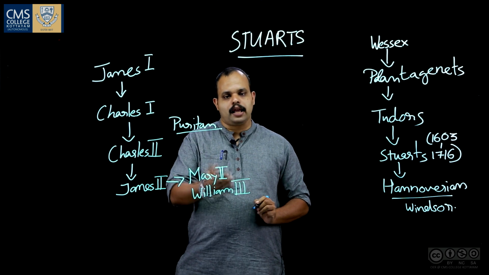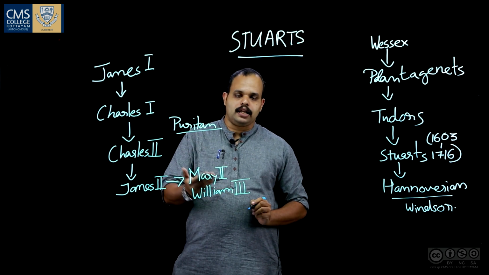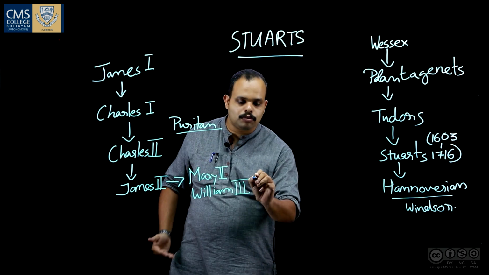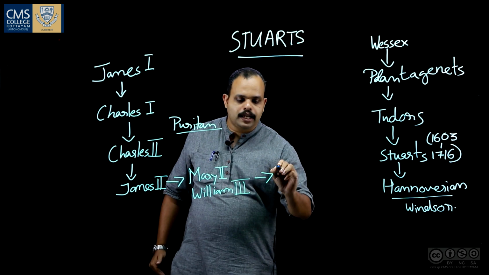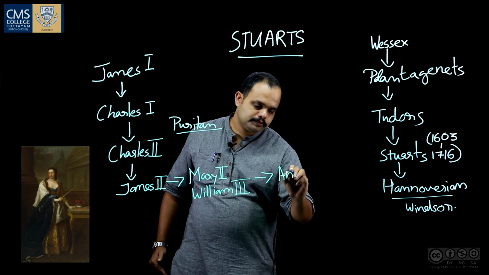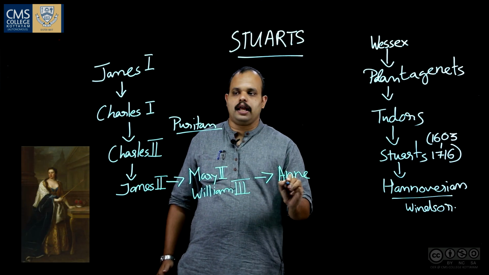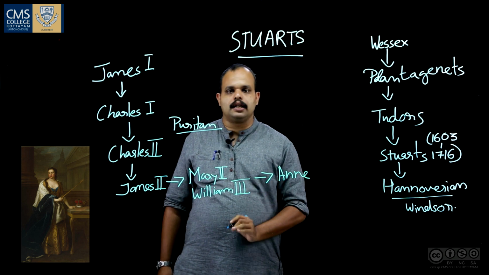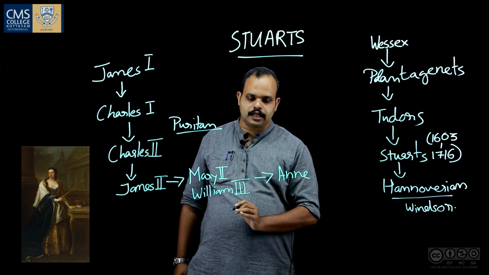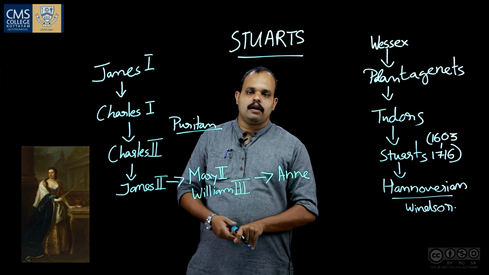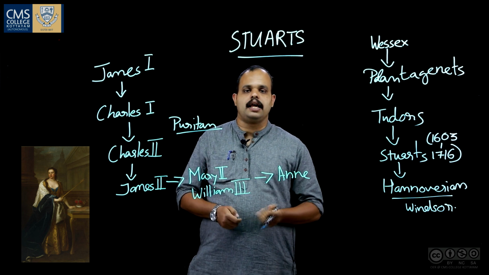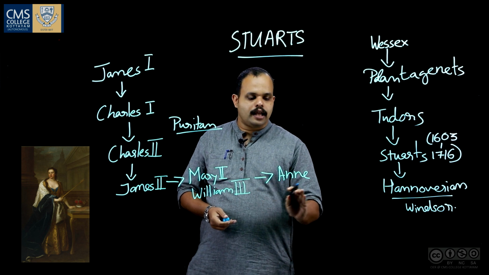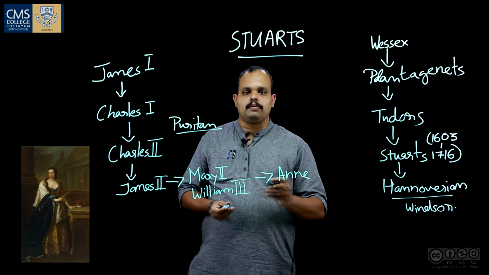Now, as Mary and William never had a child, after so many enquiries, the throne moved to Mary's sister Anne. Queen Anne was the most successful ruler of the Stuart dynasty. Queen Anne had several miscarriages, so she did not have any children, and in the end, the dynasty came to an end with Queen Anne.